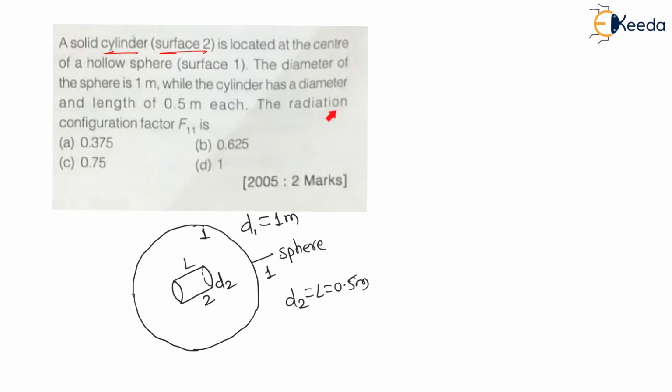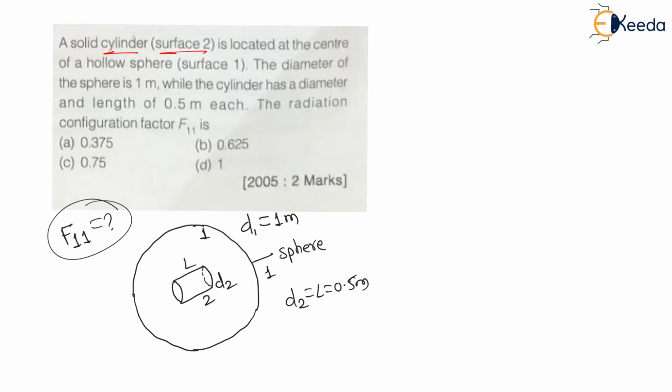Then the radiation configuration factor F11 is asked. Configuration factor is also view factor, also called shape factor. This F11 we have to find, meaning the radiation emitted by 1 and falling back on 1 is given by the fraction F11. This view factor we have to find. So my dear students, let us find this view factor.